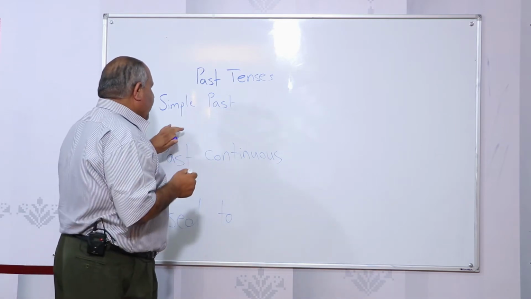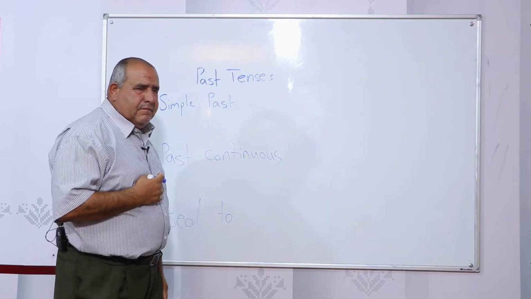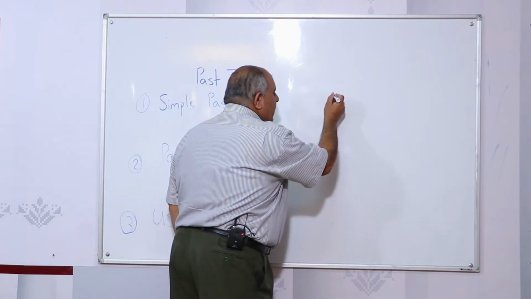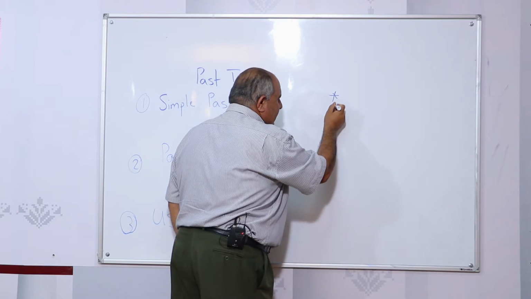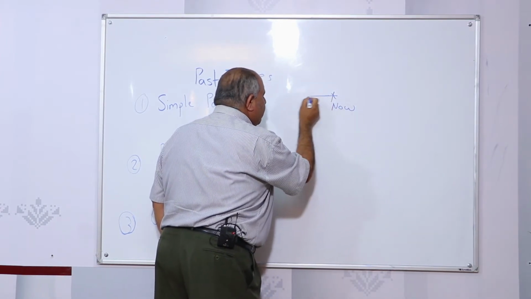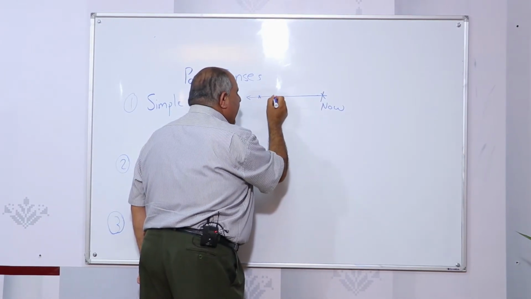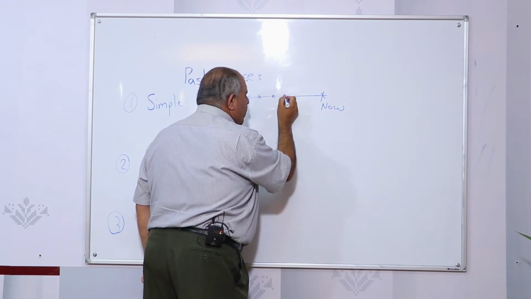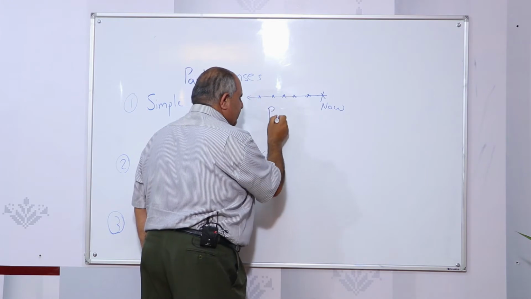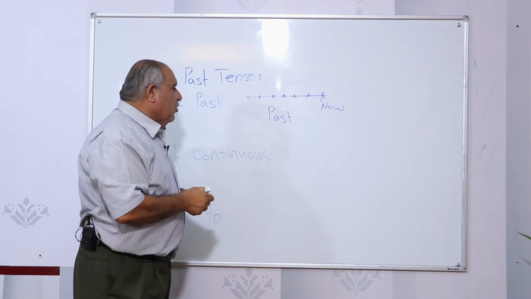Let's begin with number 1, which is the simple past. What do we mean by the word past? Now, when we talk about past, we talk about a moment before now. This is now. So on the line of time, any point of time before now is considered past.